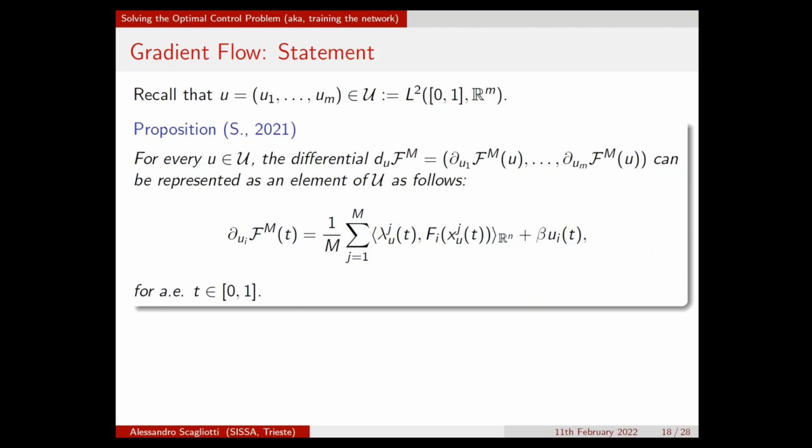So essentially, now I can just tell you the statement of the gradient flow approach, which is essentially the fact that the differential of the function Fm can be represented as an element of the Hilbert space of the admissible control. Okay, I'm not insisting on this result. I'm just telling you that the first term here in the gradient flow descends from the training error cost, while the second term derives from the L2 regularization cost term.